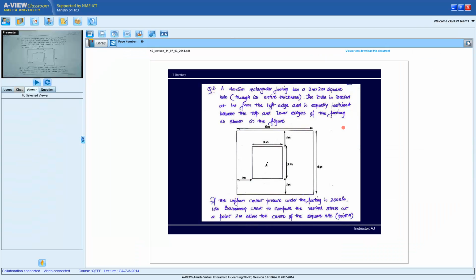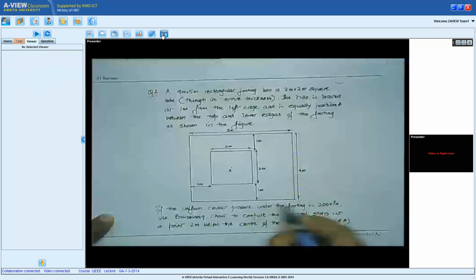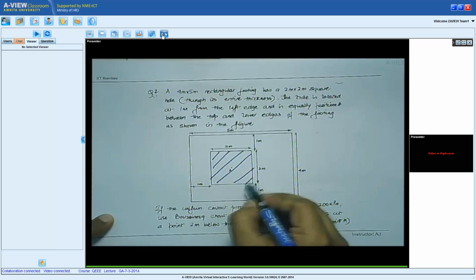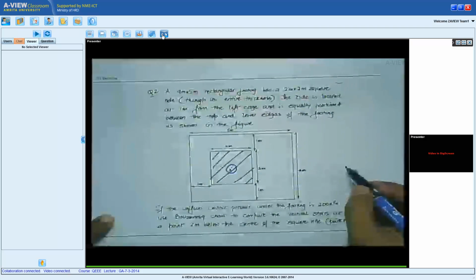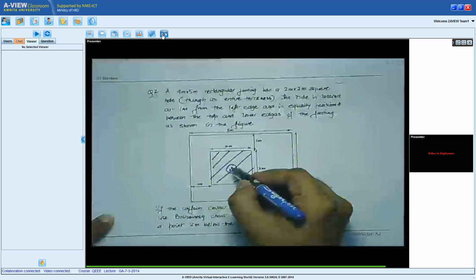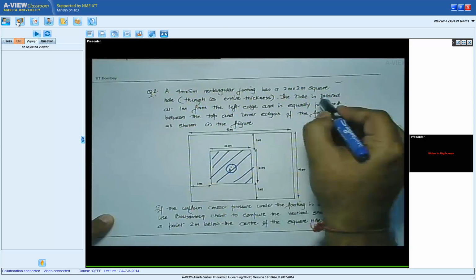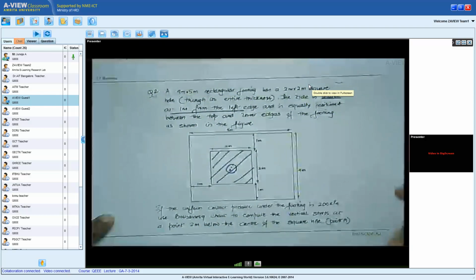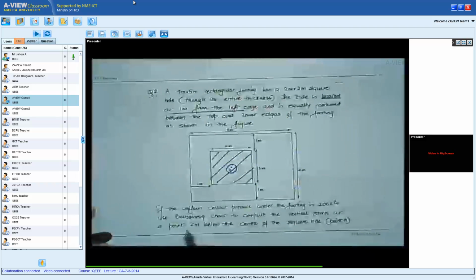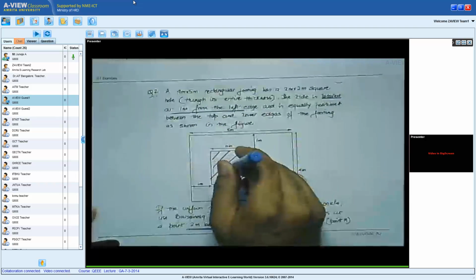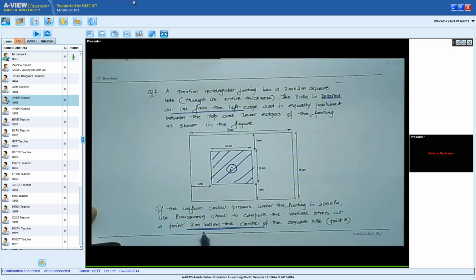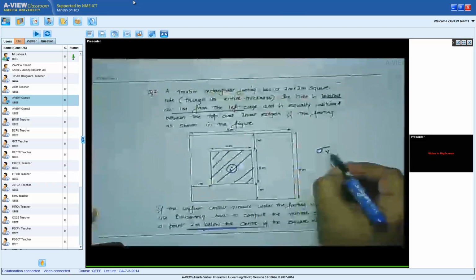So this question shows a rectangular loaded area with a hollow. That's the hollow region in between, and at the center of the hollow region is the point A. You're asked to find the stress below ground at this point, which is 2 meters below the center. It's normal to the paper, going inside the paper, 2 meters below the paper.